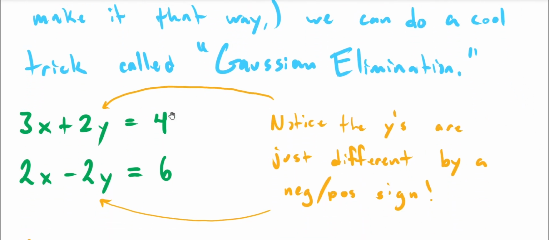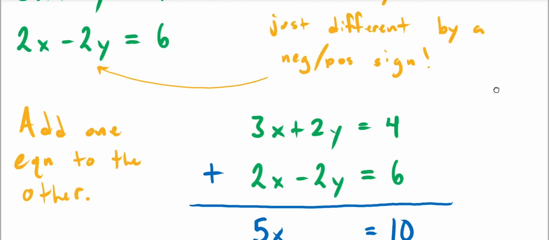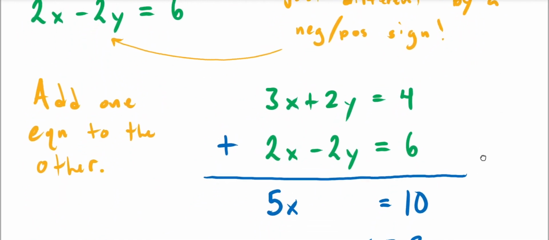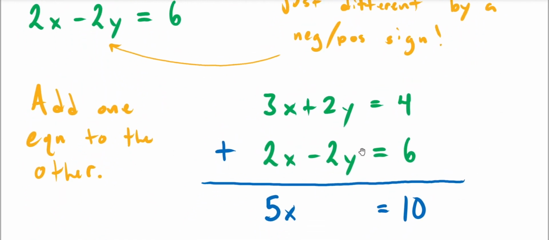Let's see what I mean by having the same variable have coefficients which are off by a sign. So here we have y's. I have a plus 2y in the first equation and a minus 2y in the second equation. So the y's have the same coefficient, it's just different by a sign. It's different by a positive or negative sign. If that's the case, we can do this cool thing. We can just add the equations to each other. Can we do that? Yeah, totally, because we're doing the same thing on both sides.